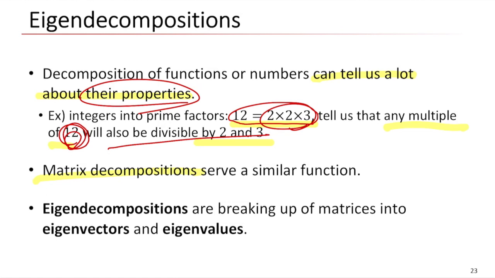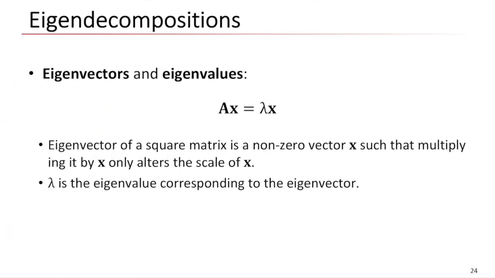Let's see the first example, the eigenvalue decomposition, called the eigendecomposition. Eigendecomposition is the breaking up of a matrix into eigenvectors and eigenvalues. Here is the formal definition: Ax equals lambda x. Given a square matrix A, an eigenvector x is a non-zero vector that, when multiplied by A, only alters the scale of x.